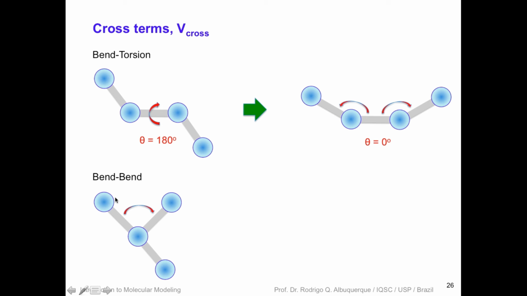We have also bend-bend. This cross term means when you decrease the bond angle here, you increase the repulsion between these two atoms, and this atom would run away, which means this would decrease this angle here, and this would push the other atom away. So we have also this bend-bend interaction. There's also an analytical expression to describe this situation.